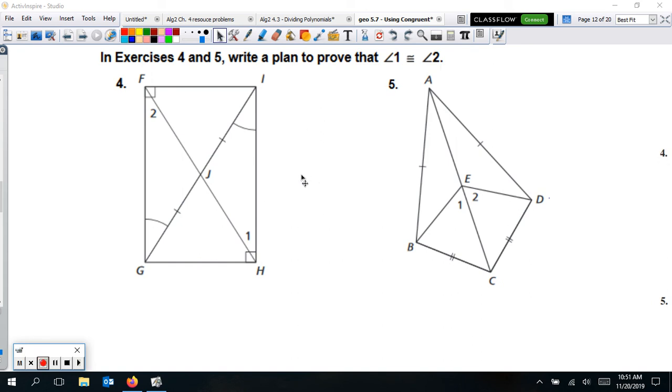So the first thing I'm noticing on the diagram, we have marked so far that this angle here is congruent to up here, and this side here from G to J is congruent to I to J.